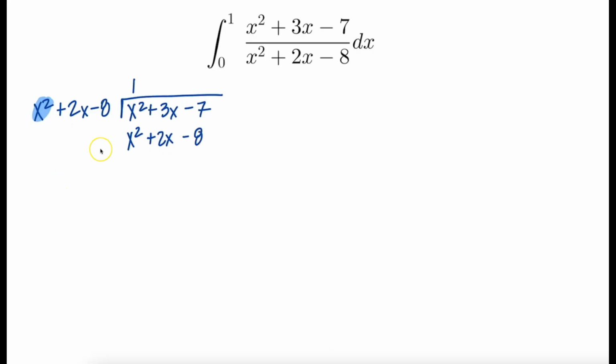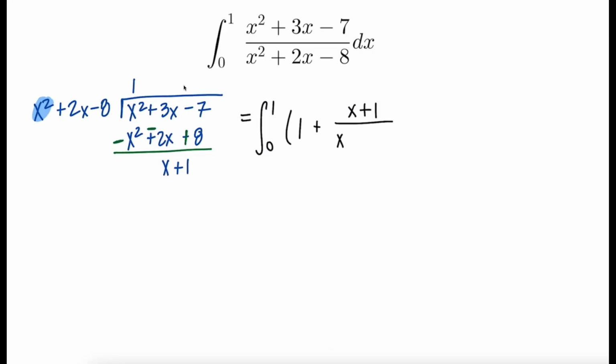But we subtract all of those quantities, or change all of their signs. So we have minus, minus, plus, and the x squared terms cancel. 3x minus 2x is just x. And then -7 plus 8 is a +1. And I'm basically done already because I can't divide x squared into x. So now this integrand becomes the quotient, which is just 1, plus the remainder x plus 1 over the divisor x squared plus 2x minus 8.